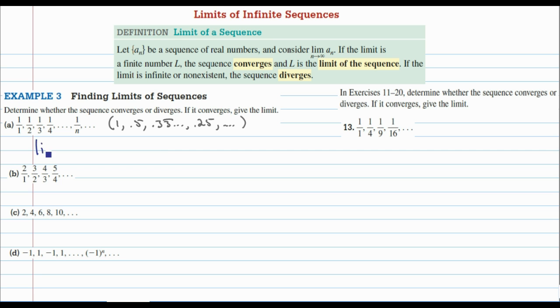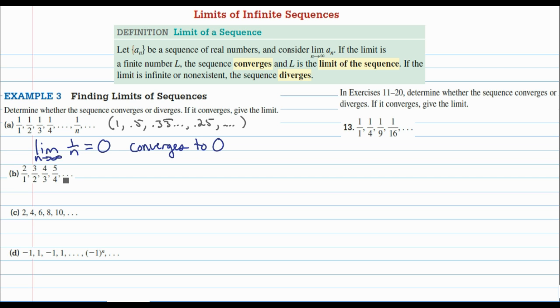So we're going to take the limit as n approaches infinity of 1 over n. So the sequence is defined by 1 over n. What happens as our number of entries goes towards infinity? Well, 1 divided by a number that gets infinitely large is going to approach 0. So we can say that this sequence converges to 0.